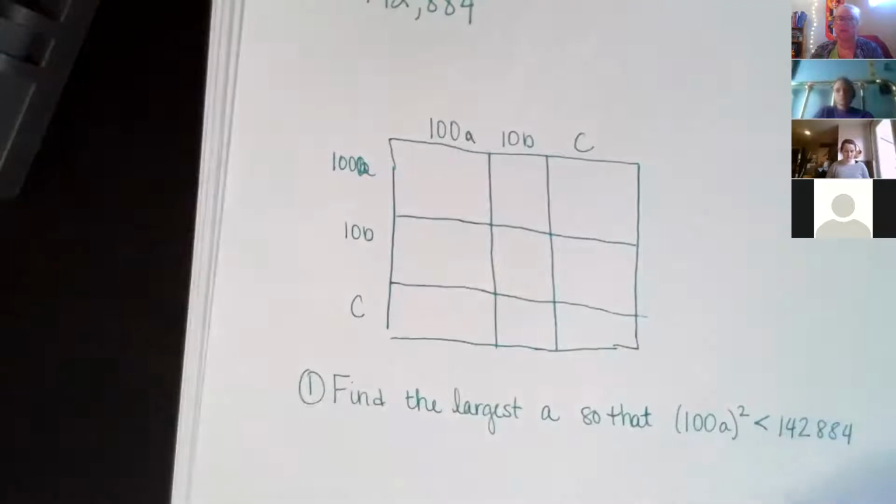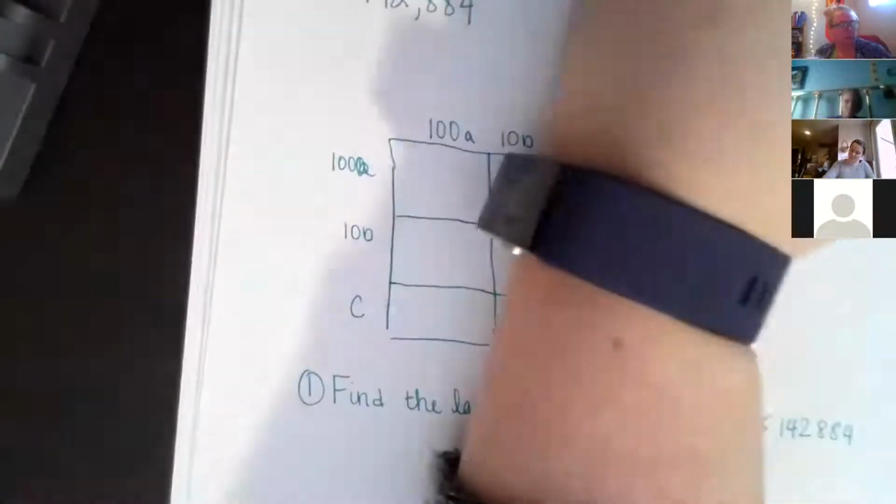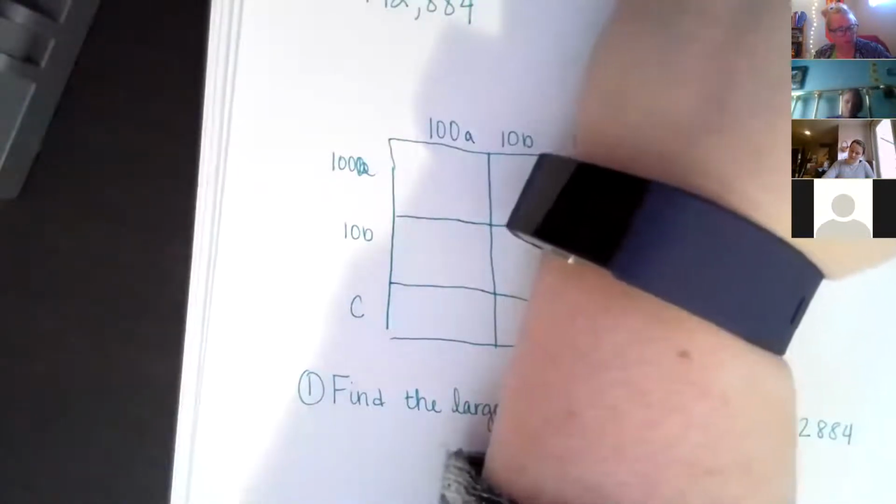So what is my largest A that would work? 3. Yeah. It gives us 90,000. 4 gives us 160,000, which is too big. So A is 3.